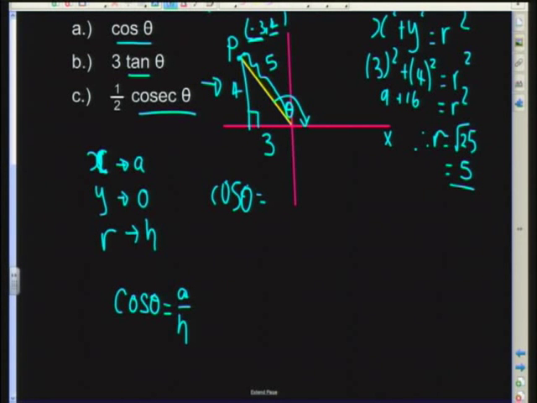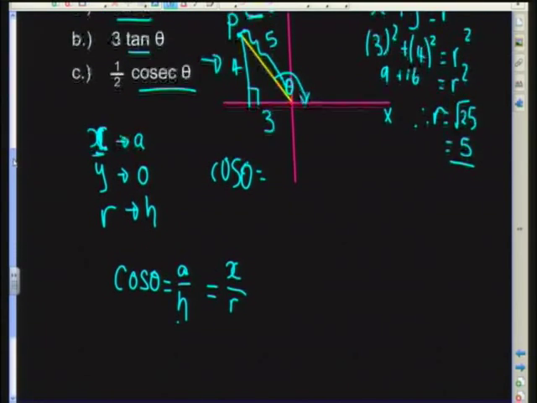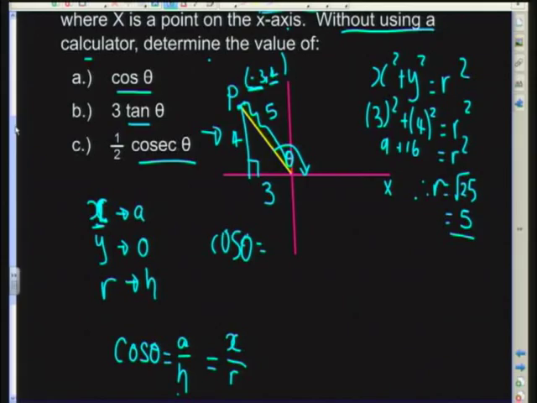Okay, so if you know that cos is adjacent over hypotenuse, a is the same as x, so therefore this would be x over hypotenuse, which is the same as r, so it will be x over r. And it works in the same way for sine and for tan. So cos is x over r, so I go to my diagram and x is 3, r is 5, so cos will be 3 over 5.